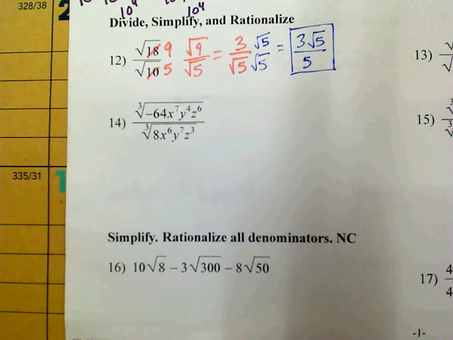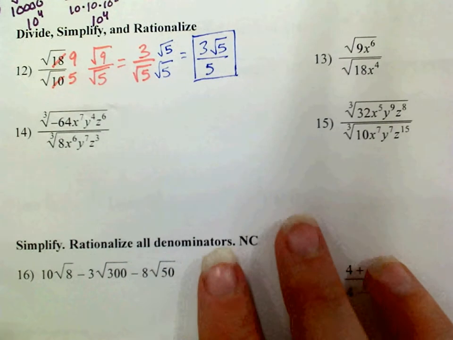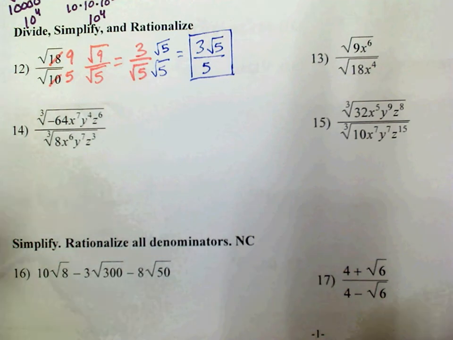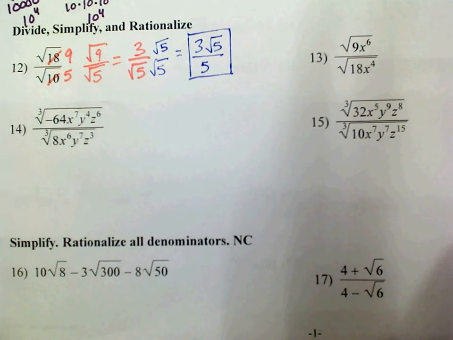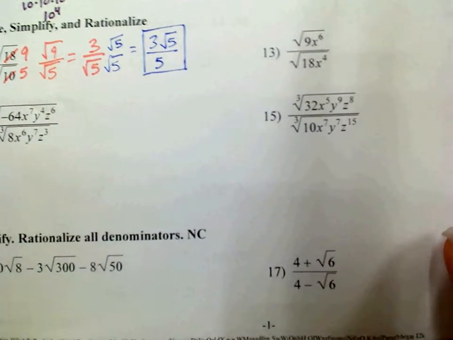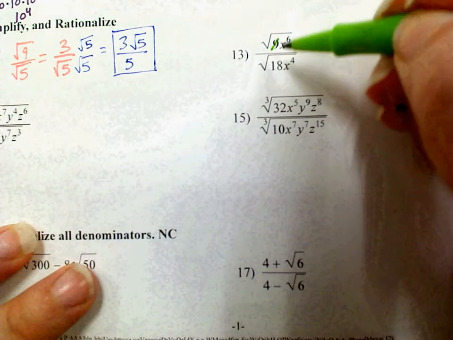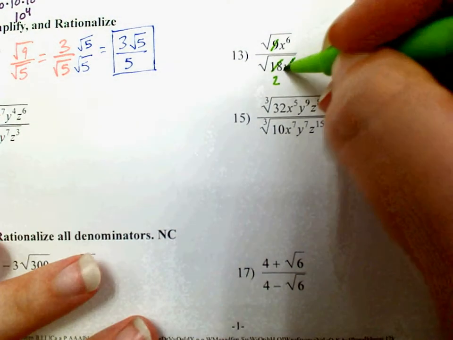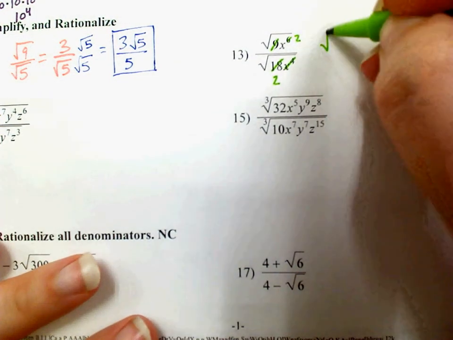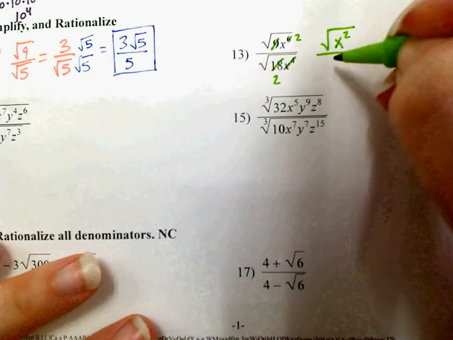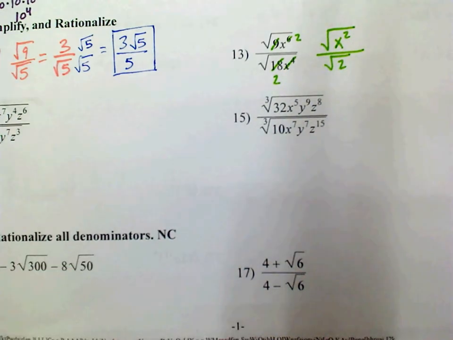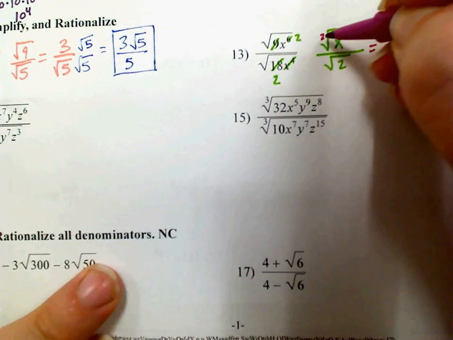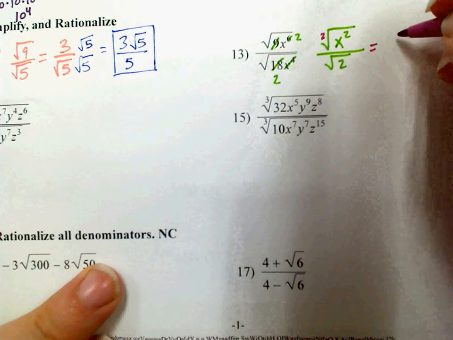On number 13, I'm going to go ahead and divide and simplify like I did on the last one. 9 and 18 both divide by 9, leaving me with 2 in the denominator. I can cancel out 4 of those with 4 of those, leaving me with 2 in the numerator. So I've got the square root of x squared in the numerator and the square root of 2 in the denominator. So I can simplify the square root of x squared. 2 goes into 2 one time, so that's just x over the square root of 2. But I need to rationalize.